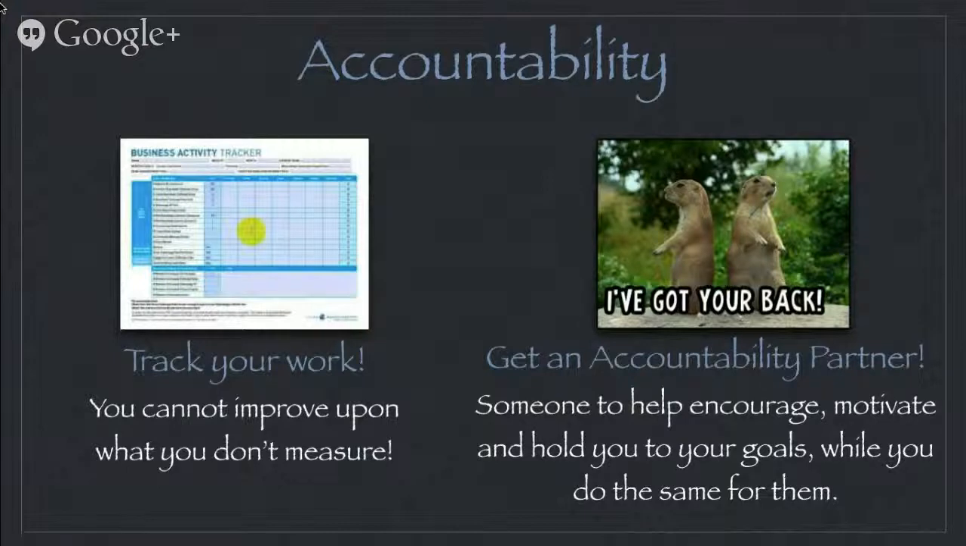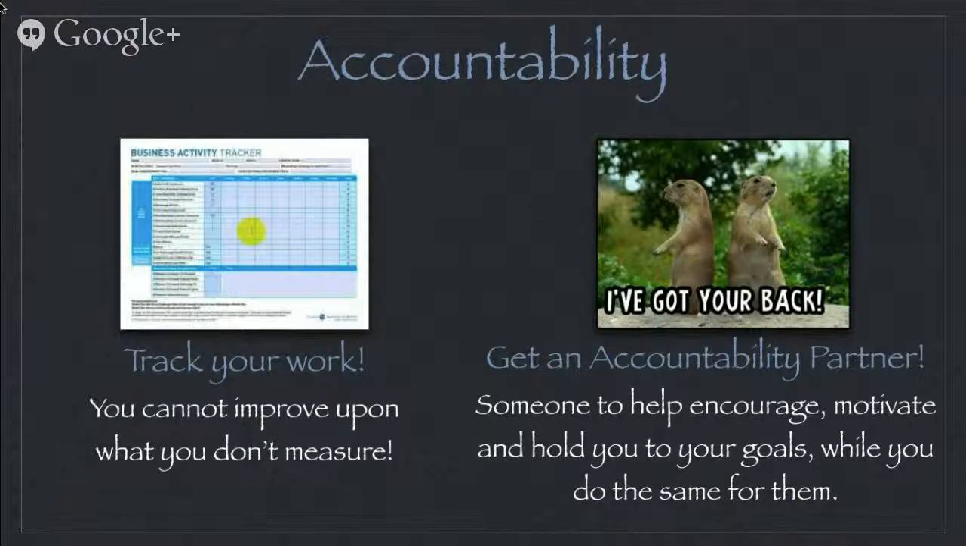You need to hold yourself accountable. You must track your work. You cannot improve upon what you don't measure. So when you feel like you're not moving your business forward at the rate that you want, you can look at what you're putting on your business activity tracker or whatever other method that you're using, and you can tweak that. But if you're not tracking it, you don't know where to improve.